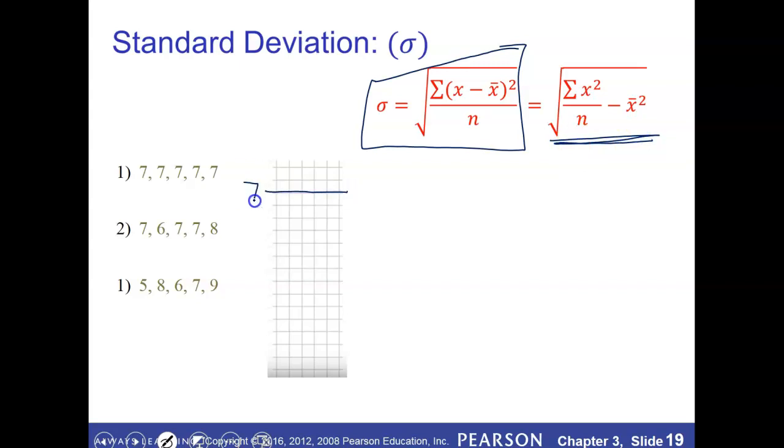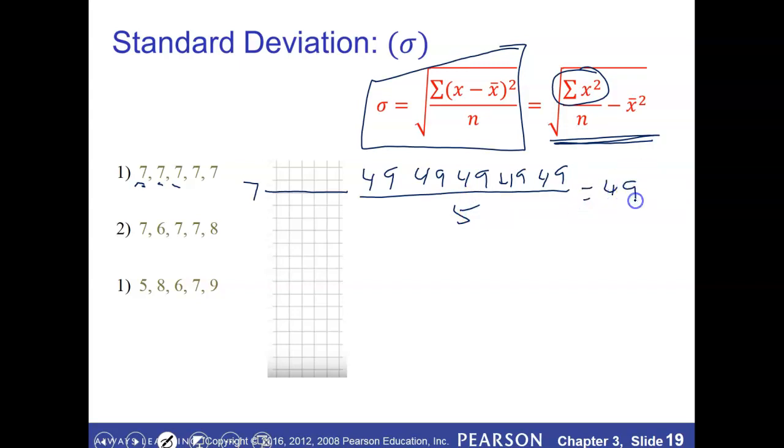Again, the average here for data set number 1 is 7. I'm going to do this first. I'm going to take each one of these x values, each one of these numbers here, and I'm just going to square all those numbers. So if I start with 7 and I square it, I get 49. And then I'm going to take the next number, 7 squared, and I get another 49. And I'm going to get 5 49s. And then I'm going to add those 49s together and divide by 5. Well, if I add 5 49s together and divide by 5, I get exactly 49.